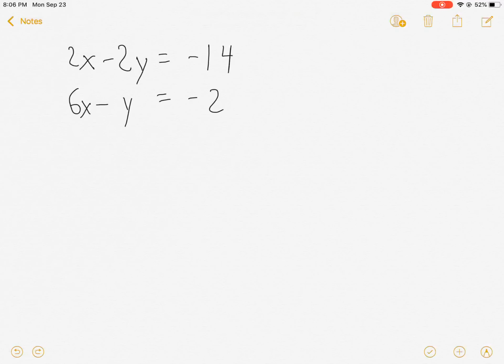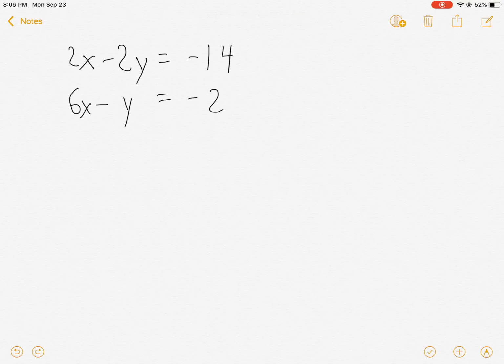What I need to do before I add them together is multiply one of these equations, or possibly both, by some constant. Remember, constant is just a number without a variable. I'm not going to be multiplying by another x or another y. It's just going to be some number, a 2 or a 3 or a negative 4. It could be any number, any integer. But it's just going to be a constant.